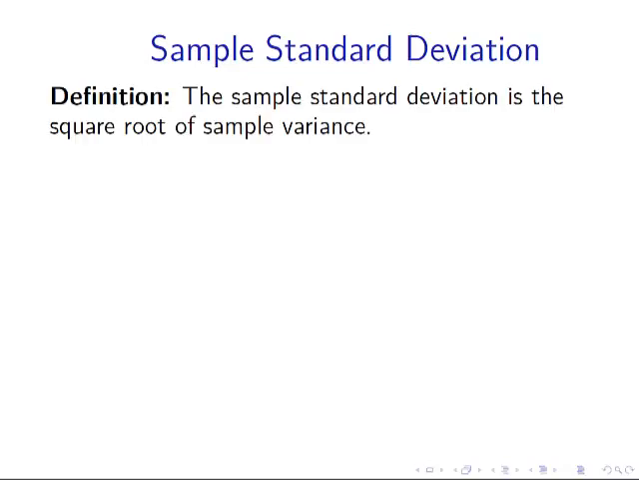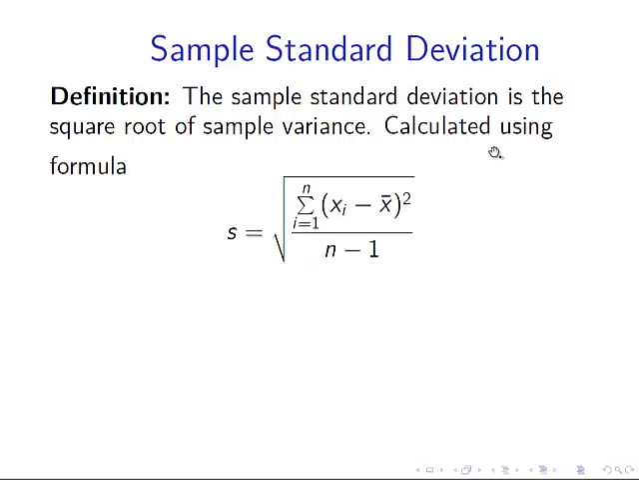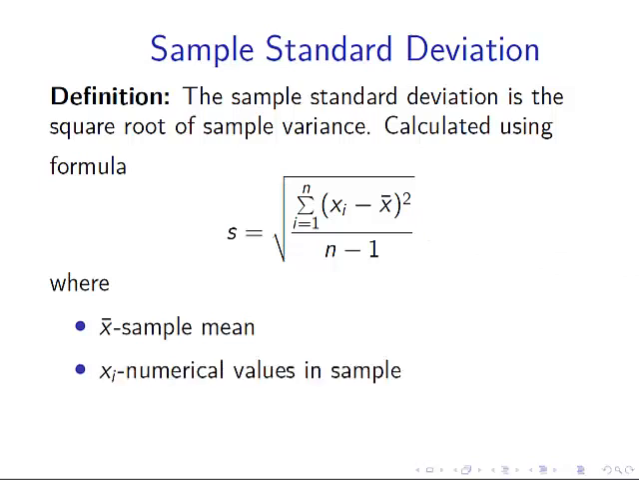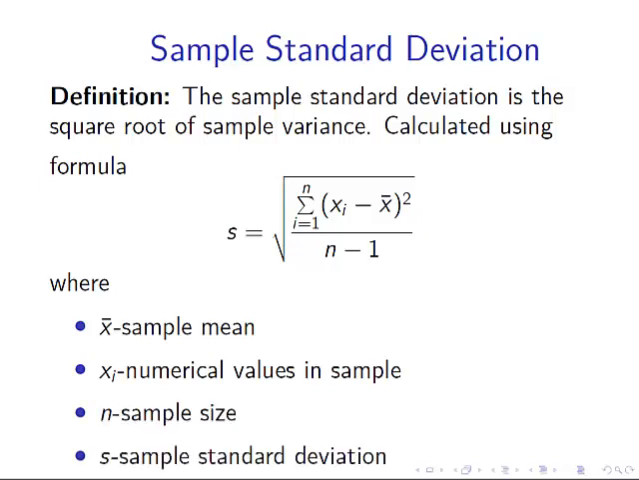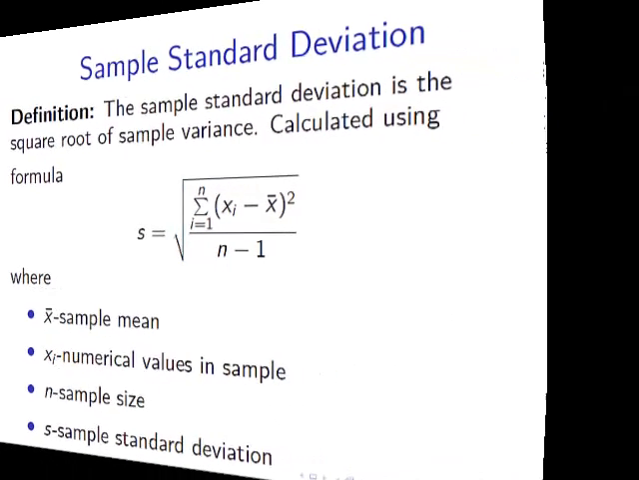After understanding sample variance, we can talk about sample standard deviation. Sample standard deviation is the square root of sample variance. The formula is calculated like this. As you see here, we denote the sample standard deviation as s, equal to the square root of sample variance. Here x bar represents the sample mean, xi are the numerical values in the sample, all of the values in the sample, n represents the sample size, and s without the square represents the sample standard deviation.